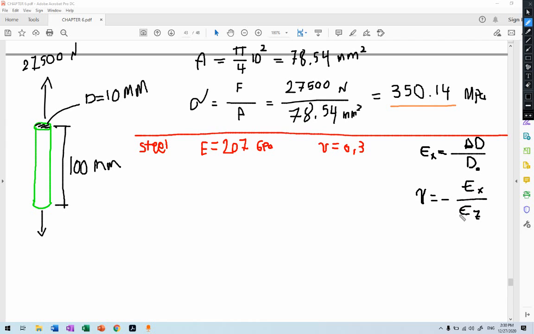Well, we know that strain in the z direction can be found by using Hooke's law. Since we have the stress and the modulus of elasticity, this equation can be used to find strain in the z direction. So we find the strain in the z direction, bring it here, use Poisson's ratio to find strain in the x direction, then use that strain to find delta D. Straightforward calculation. If you realize what you're doing, the rest will be easy.